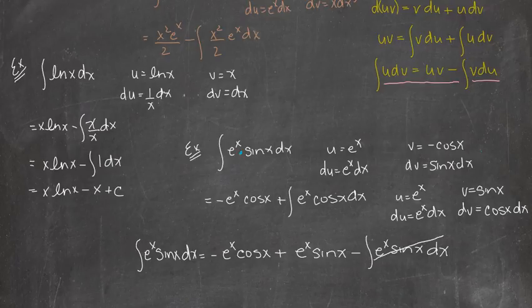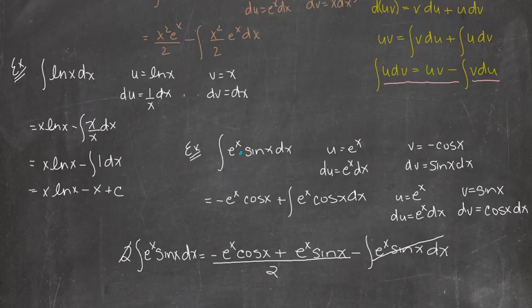So if I add this to both sides, I'm going to have two of them on this side. Did you see that? If I add the antiderivative of e to the x sine x dx plus the antiderivative of e to the x sine x dx, that just means I have two antiderivative e to the x sine x dx. That's easy enough to do because all I have to do now is divide both sides by 2. This one disappears, and I'm right back where I started.